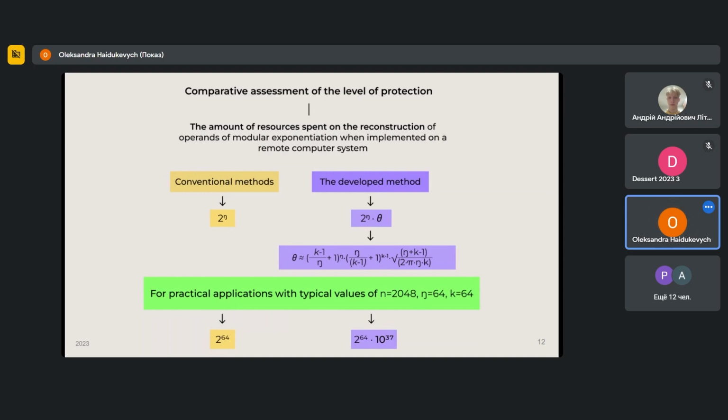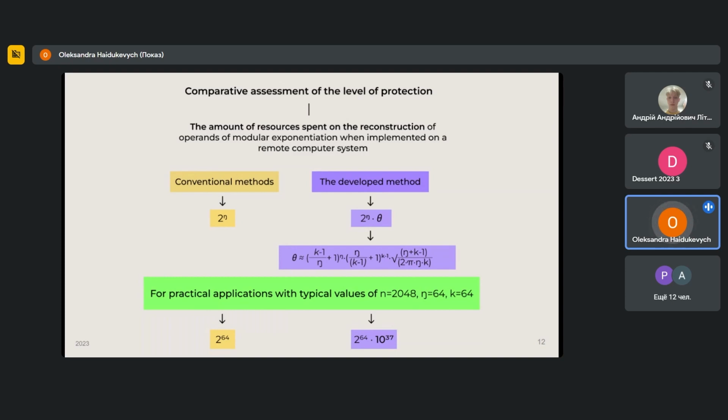exponent code. A thorough analysis has shown that the number of certain options increased by a factor of theta, with the numerical value of theta calculated according to the following formula. For practical applications, with typical values of n, nu, and k, and using a 32-bit terminal microcontroller from the ARM company, the value of theta calculated by the formula, which quantifies the increase in certain volume compared to known methods, equals 10 to the power of 37.